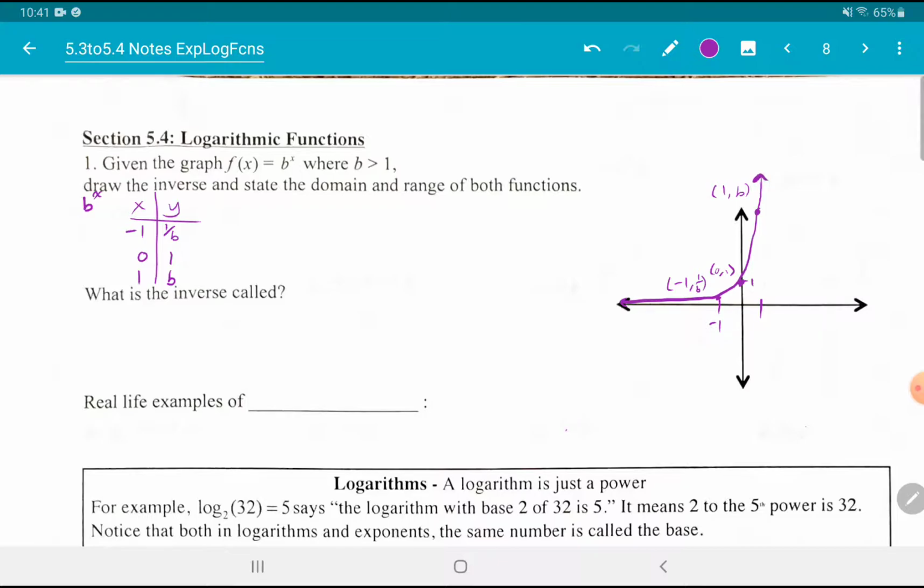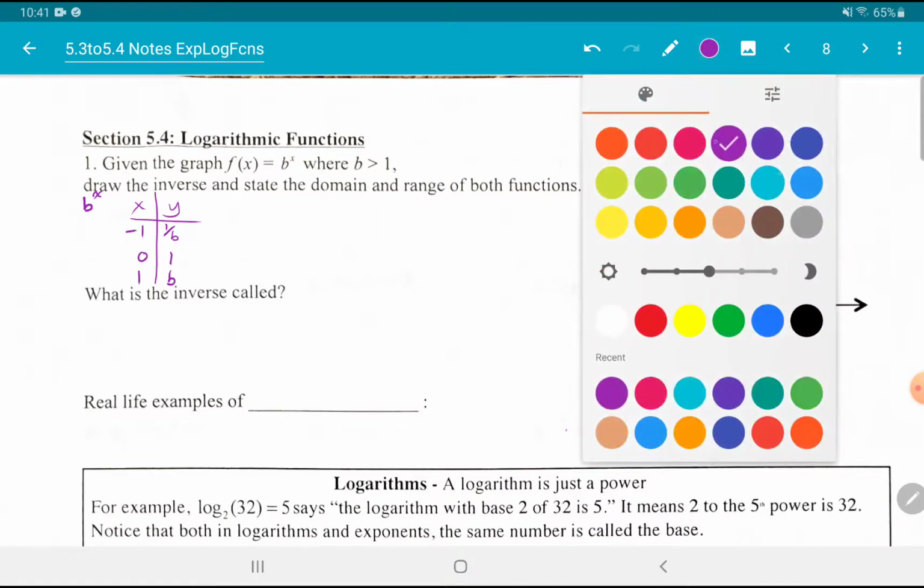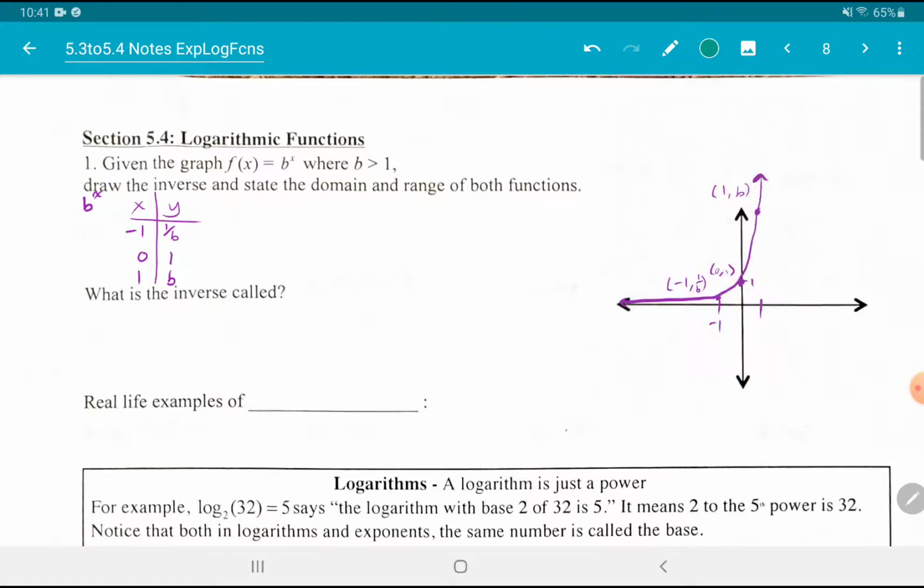All right, let's go on and graph its inverse. Its inverse will be in green. One thing we know about inverse functions is that the x and y values are always switched. So for the inverse, what used to be (-1, 1 over b) is now (1 over b, -1). What used to be (0, 1) is now the point (1, 0). And what used to be the point (1, b) is now the point (b, 1).